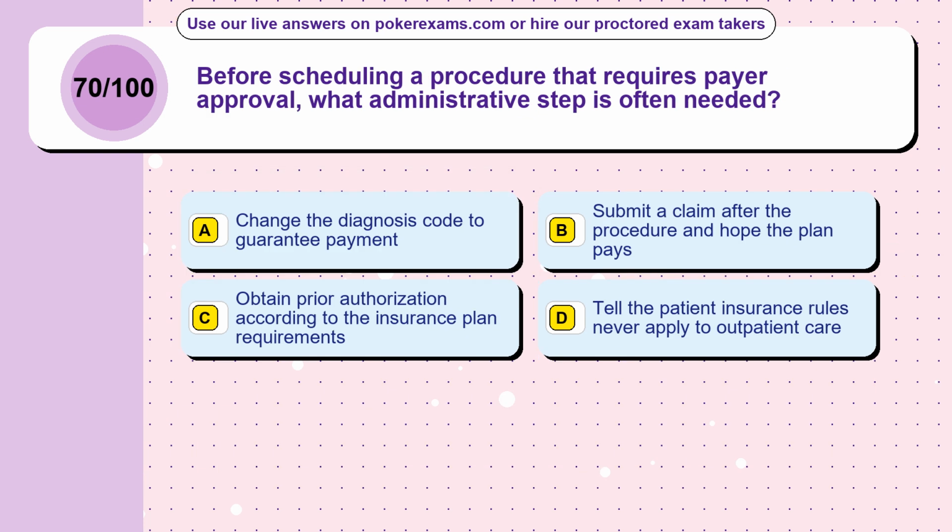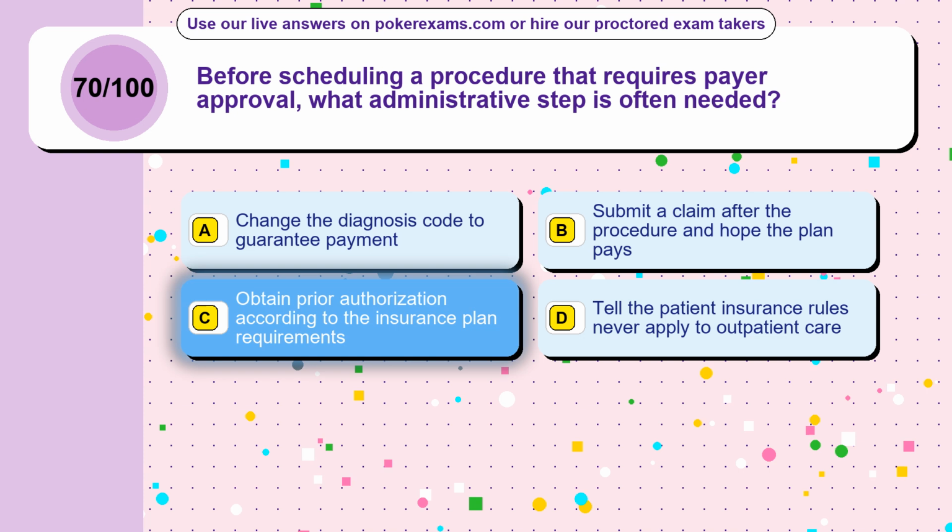Question 70. Before scheduling a procedure that requires payer approval, what administrative step is often needed? Option A. Change the diagnosis code to guarantee payment. Option B. Submit a claim after the procedure and hope the plan pays. Option C. Obtain prior authorization according to the insurance plan requirements. Option D. Tell the patient insurance rules never apply to outpatient care.